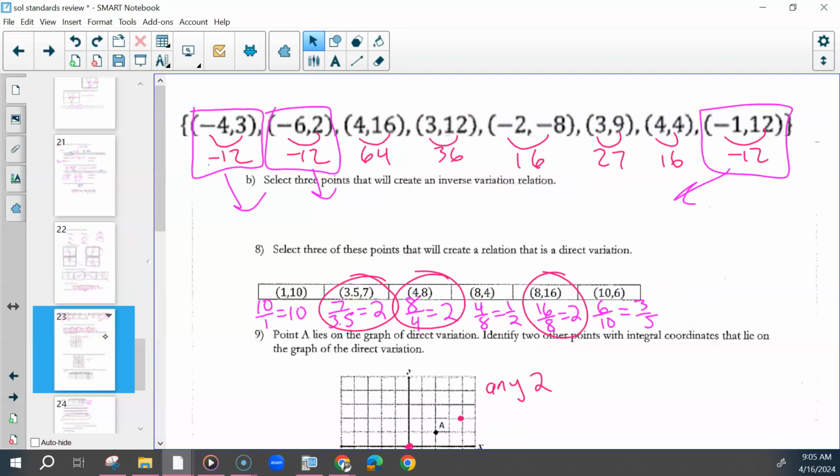Part B was finding the inverse. I just re-put the points up there. You don't need to put that. But the 3 that were inverse were negative 4, 3, negative 6, 2, and negative 1, 12. Make sure you do have that. 8 was similar, finding which 3 were direct, and that was 3.57, 4, 8, and 8, 16.